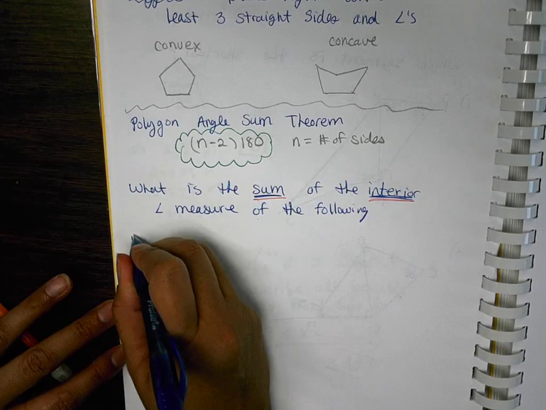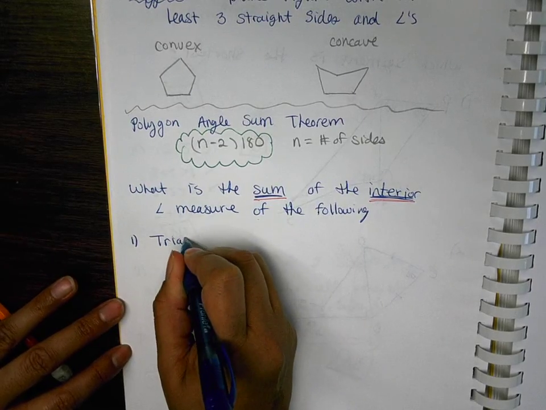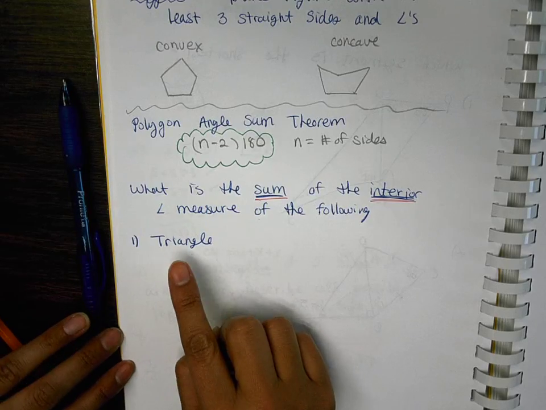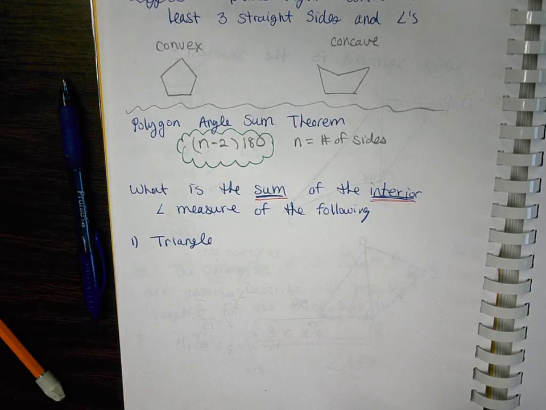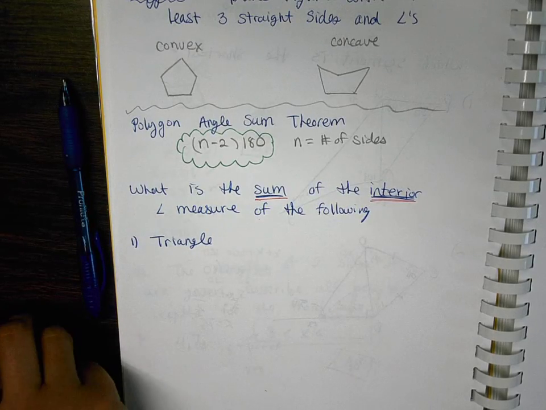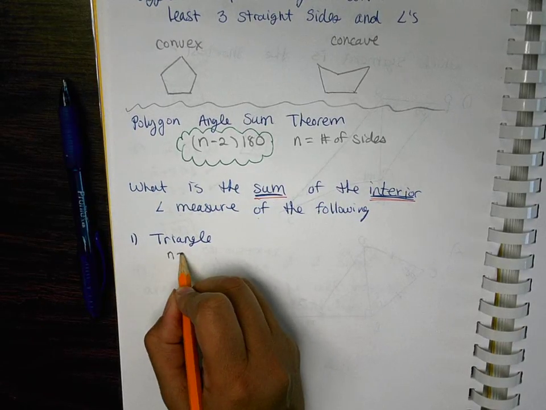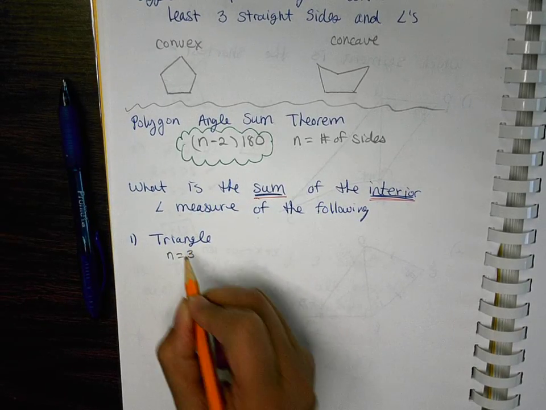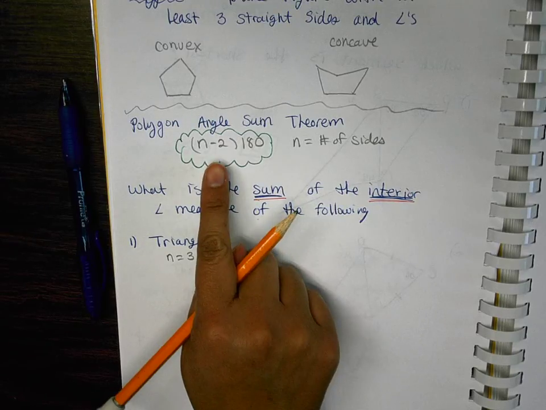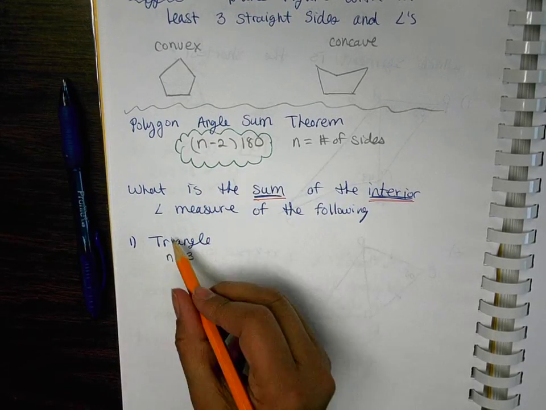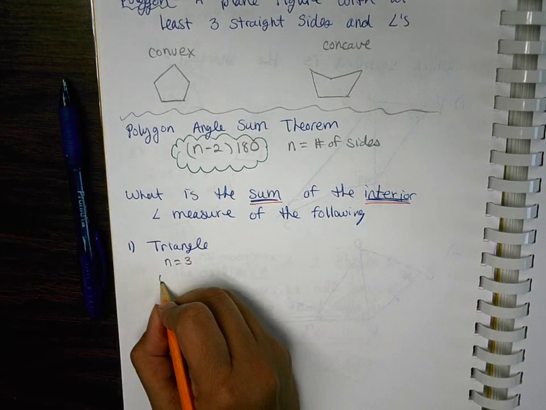Number 1, we're going to do the obvious one that we all know. Before we even do this, triangle. What's the sum of the interior angles of a triangle? We've been doing that forever. Okay, but we're going to do it here to show our work, see if it works. What does n equal for a triangle? 3. So we know what the answer should be, but we're going to check to see if this formula truly does work.